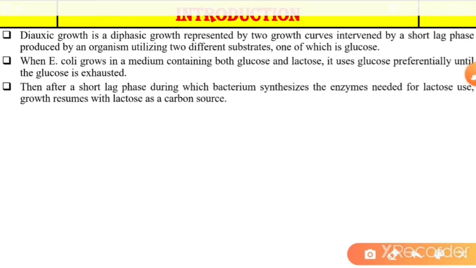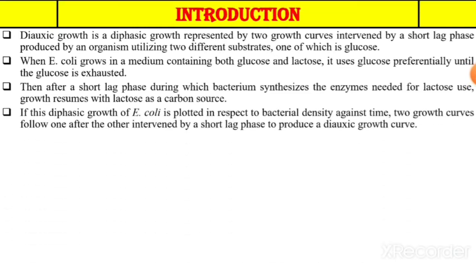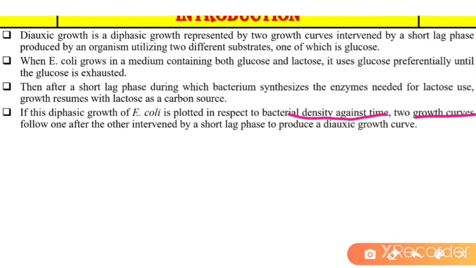Now see, the diauxic growth curve is a diphasic growth curve where we can easily observe the two growth curves. Why? Because whatever the culture is, for example an Escherichia coli culture, Escherichia coli will first utilize the glucose which is available in the nutrient broth, and afterwards they will come into the short lag phase, and afterward they will utilize the lactose as a carbon source. If this diphasic growth curve of E. coli is plotted with bacterial density against time, two growth curves follow one after another, intervened by a short lag phase, to produce a diauxic growth curve.